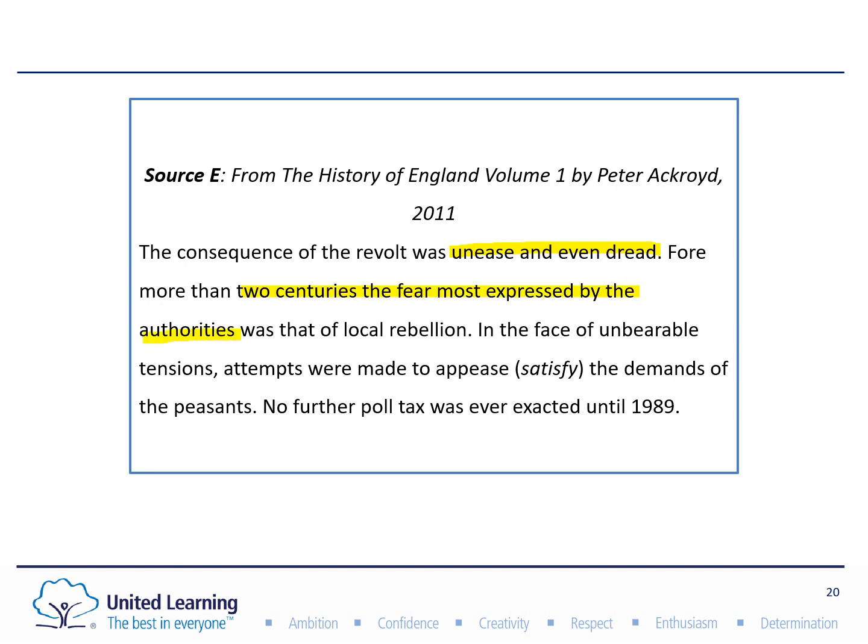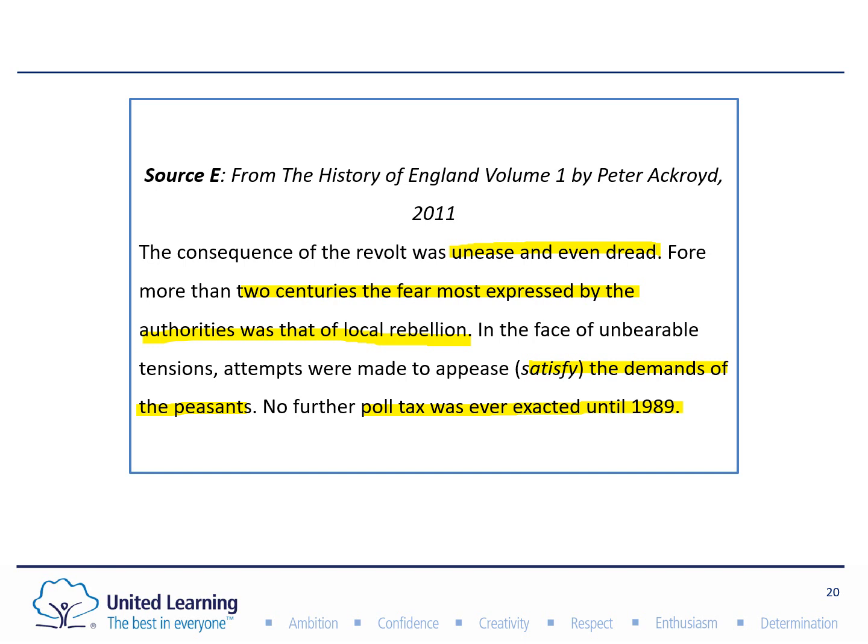We can see here the fear. I imagine a lot of you thought fear would have been felt by the peasants, but it wasn't felt by the peasants at all. Fear was held by the lords. They were the ones who were scared. In the face of unbearable tensions between nobles and peasants, attempts were made to appease the demands of the peasants. No further poll tax was ever extracted until 1989.